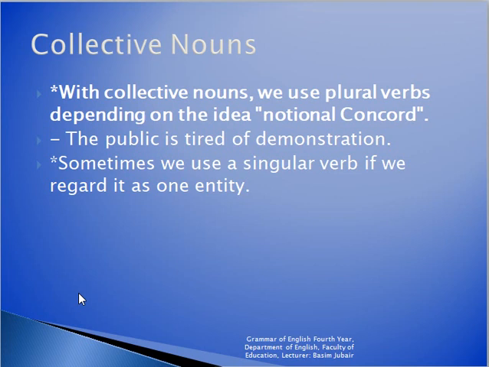The public is tired of the demonstration. The public here is a collective noun. We can say the public are tired. So both are correct: the public is tired of the demonstration and the public are tired of the demonstration. Both are correct. Why? Because the subject here, the public, represents a collective noun. Sometimes we use a singular verb if we regard them as one. So the whole matter depends on you, whether you intend to say the singular or you intend to say the plural of these collective nouns.